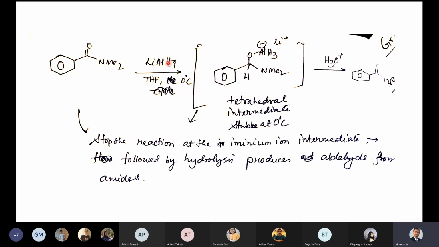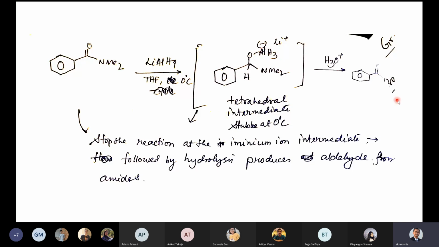Correct? So first, all the hydride that is left will be reacted with the acid. So this hydride will not be available to reduce this aldehyde anymore the moment you hydrolyze it. Of course, if you isolate this product and then reduce with LiAlH4, it will again go back to the CH2OH.